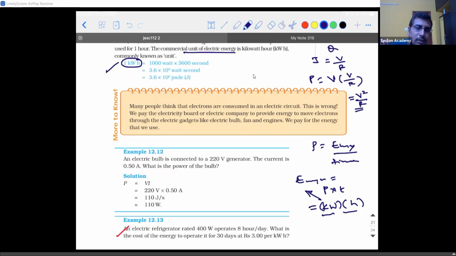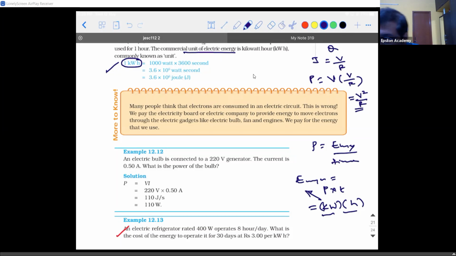Generally, when you get the electricity bill, they tell you in terms of units. Like they will say your AC will consume 5 units per hour, your fan will consume 0.5 units per hour. When they say unit, that unit is nothing but kilowatt hour. Have that in your mind.